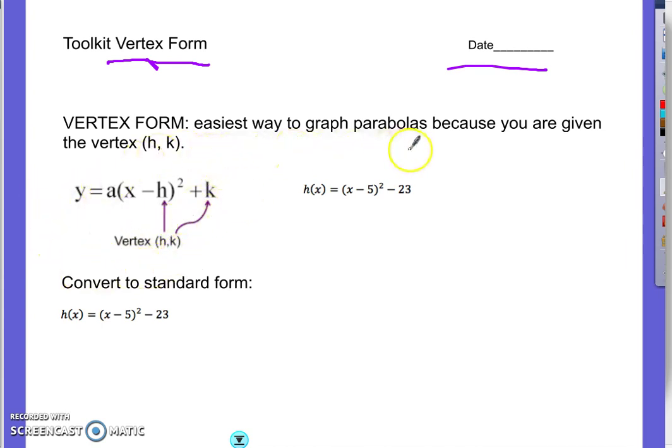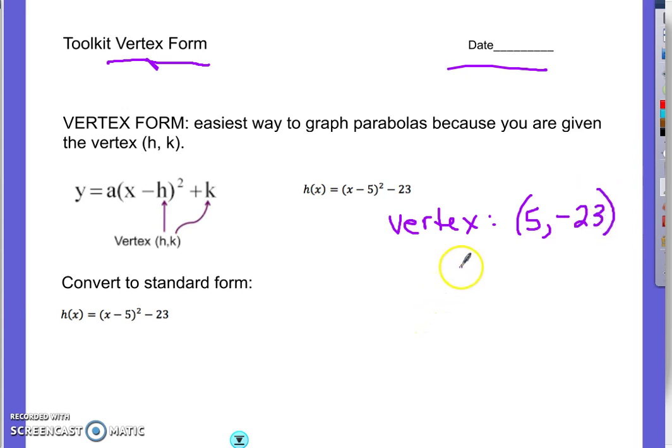The easiest way to graph a parabola is from Vertex form. And so when we talk about it, we can identify the vertex very easily. H, the number inside the parentheses, is the opposite. So this is a negative sign, making it the opposite of H, whatever you see there in the parentheses. So the vertex in this one would be 5, of course the opposite of the number in the parentheses, and negative 23. K is the Y value of the vertex.